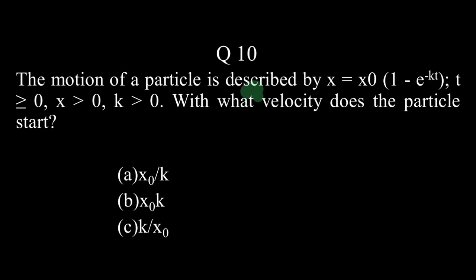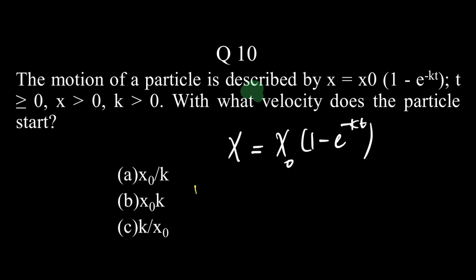Okay, so this will be the next question. The motion of a particle is described by x = x0(1 − e^(−kt)). What was the velocity when the particle starts? Okay, it's a very simple question. So what is given? Given is the displacement time relation, that is x = x0 times (1 − e^(−kt)), right?